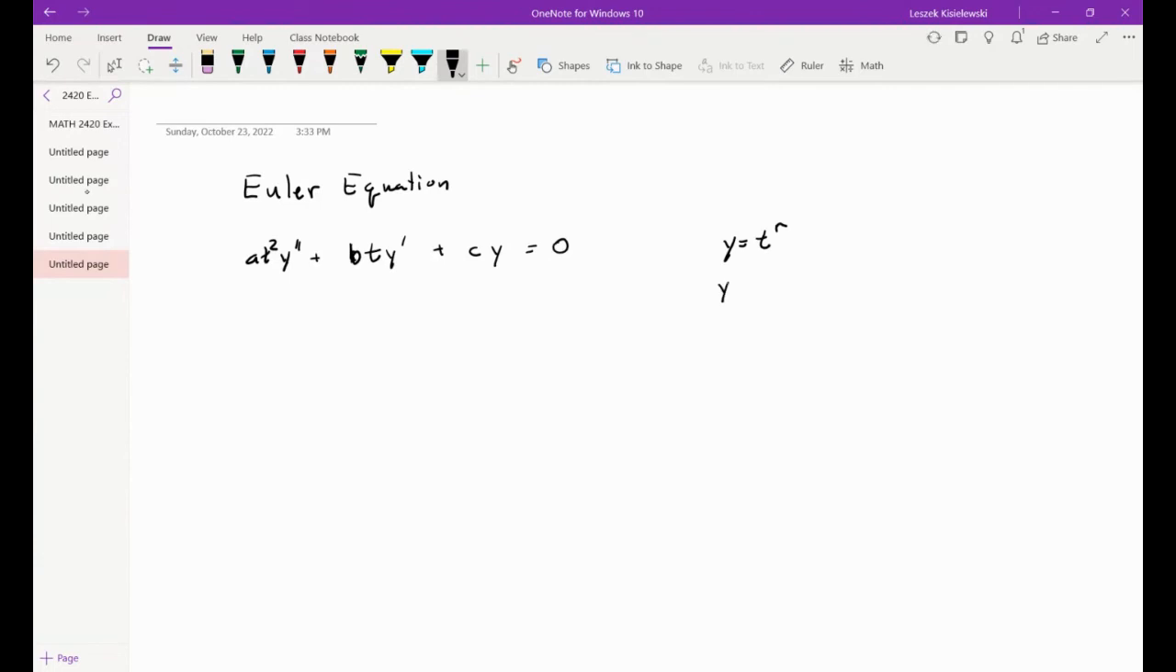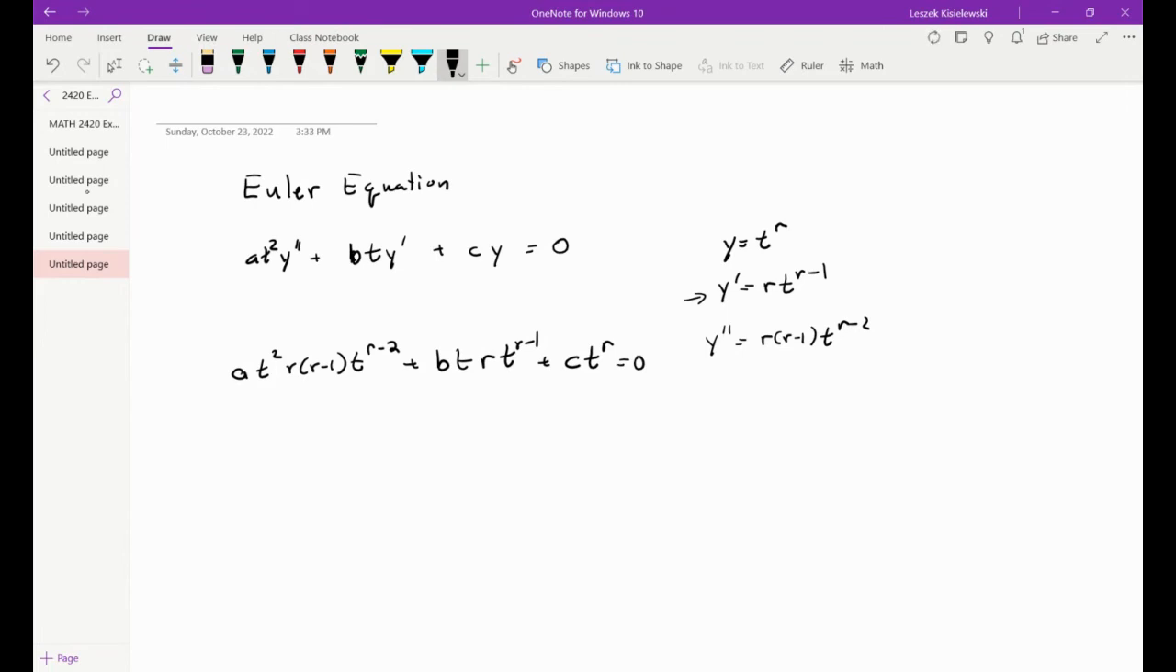All right. And if you differentiate once, twice, with respect to the independent variable there, you plug it in. What you've done there is simply change the non-constant coefficients to a case of constant coefficients. So a times t squared y double prime, b times t and then y prime, and then y.